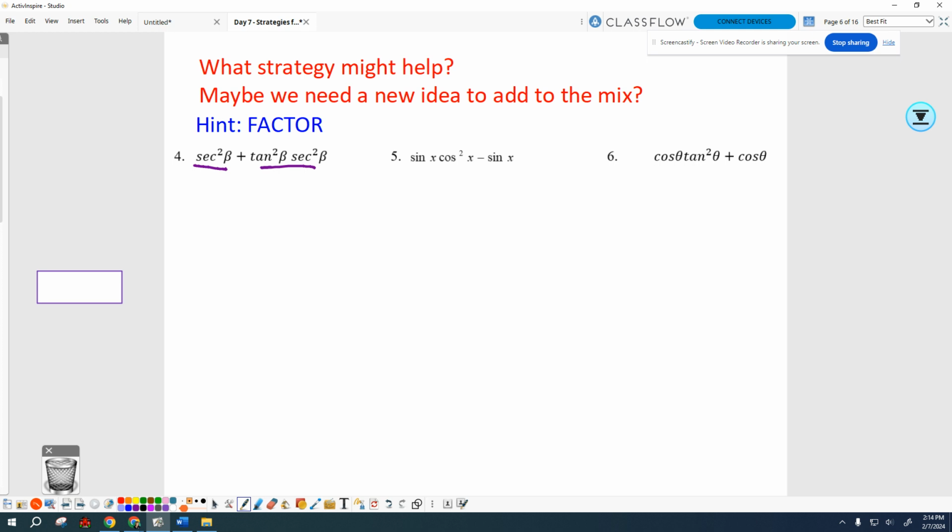Cosine? Well, how about secant squared, which is cosine squared upside down. Francis, what happens when I factor out secant squared? What's left inside?